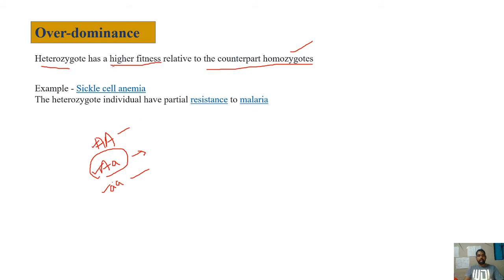This is what higher fitness relative to the counterpart homozygotes means, which means the heterozygous plant, or heterozygous organism if it is an animal, has some kind of advantage. This is called heterosis.